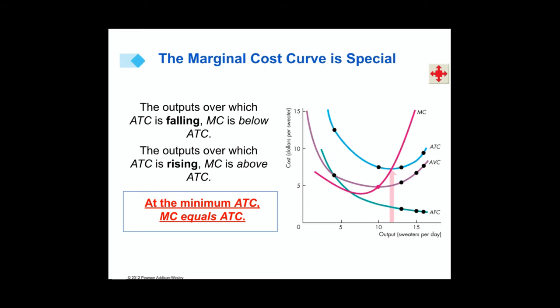Now we can look at the average total costs. And again, the marginal cost curve is special. At the minimum average total cost, the marginal cost is also equal to the average total cost. So over outputs where the average total cost is falling, the marginal cost is below it. And once the marginal cost is above the average total cost, the average total cost will rise. And this gives us that U-shaped average total cost curve.